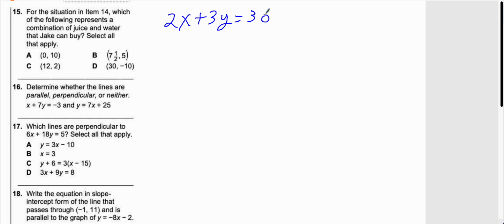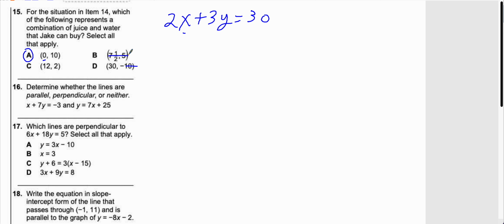Select all that apply. A is one of them. If I put a 0 in for x, can I put a 10 in for y? Yes. We know it can't be B or D because you can't have half a drink or negative 10 of a drink. They're not going to let me buy half of an 8-pack.